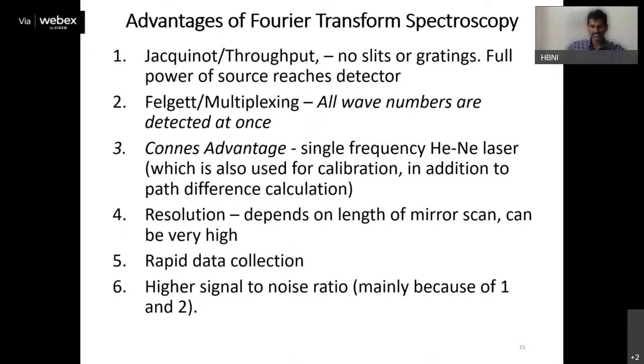As I mentioned, in case of FTIR you have several advantages over the dispersive system. Throughput is high because you are not using a grating and slit, so the full power of the source reaches the detector. All wave numbers reach the detector, so you have a multiplexing advantage. Because of the helium neon laser, the spectra are always calibrated, and depending upon the retardation, one can get very high resolution, good signal to noise ratio, and rapid data collection.